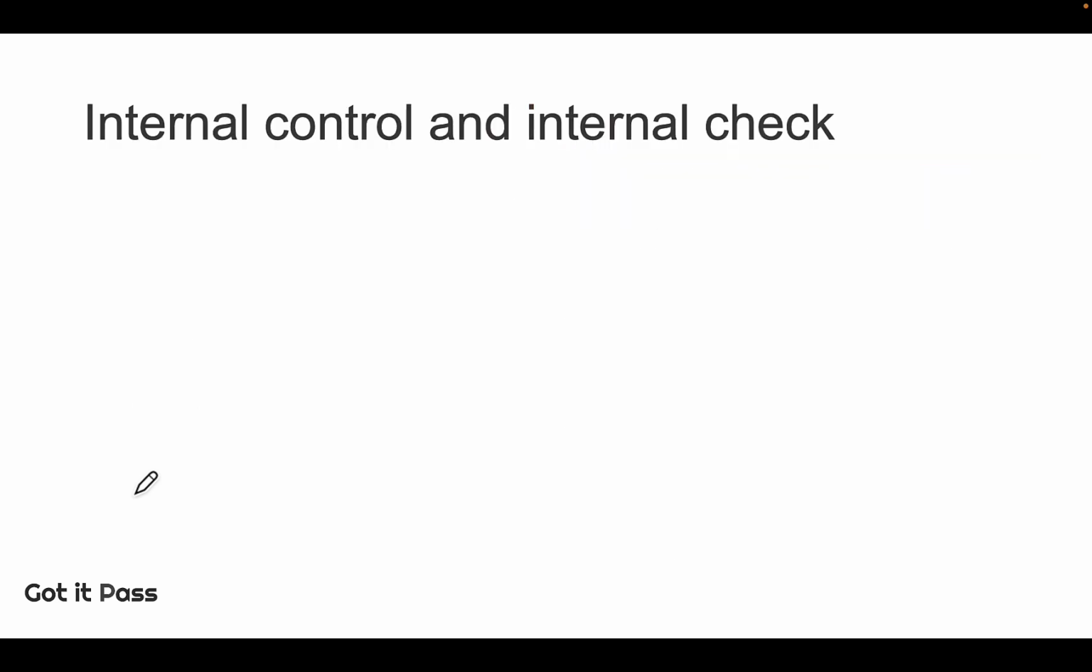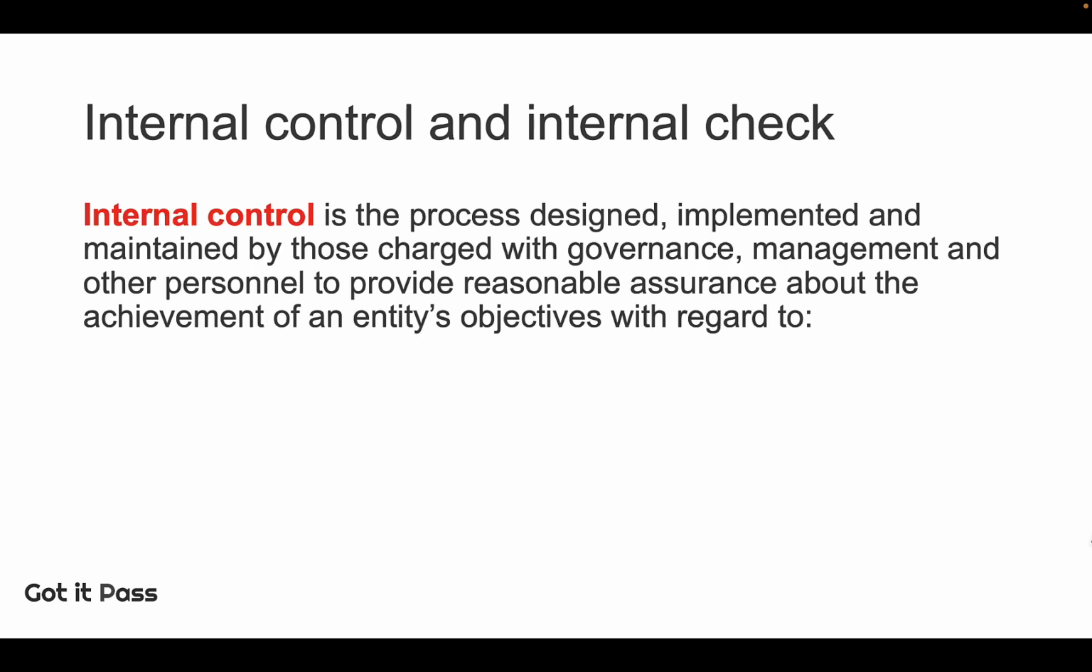First of all, we need to introduce what is internal control and what is internal check, and what are the differences between these two key terms. Internal control is the process designed, implemented, and maintained by those charged with governance, management, and other personnel to provide reasonable assurance about the achievement of an entity's objectives. Some of the key words here, like the process. Internal control is a process. It's about governance, management, and other personnel to provide reasonable assurance.